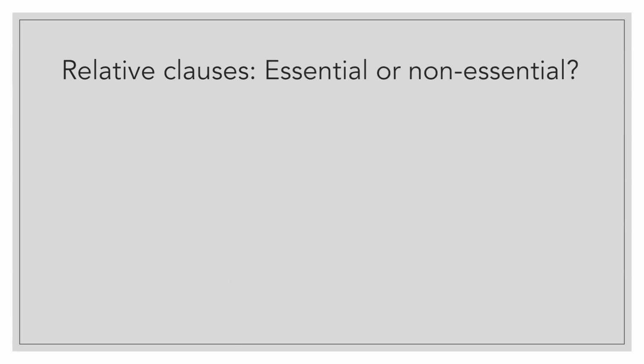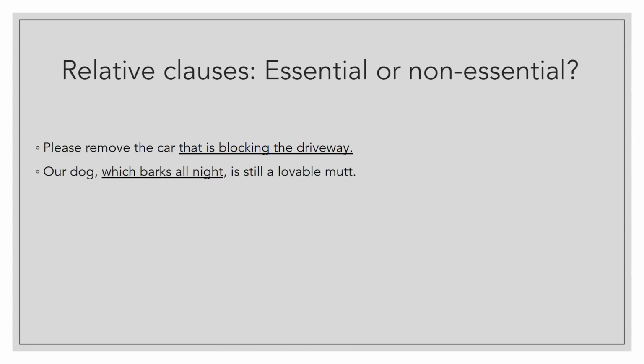Okay, so we have these two kinds of relative clauses, essential or non-essential. Essential clauses are necessary to identify, hey, which doctor are you talking about? Which CD? What's going on? Which car? Without that essential clause, I don't know which car or which CD or which doctor you're talking about. Non-essential relative clauses, well, they're just adding that extra information for me, right? They're not really necessary to identify. So again, please remove the car. That is essential, right? Whereas our dog, which barks all night, would be non-essential, right?